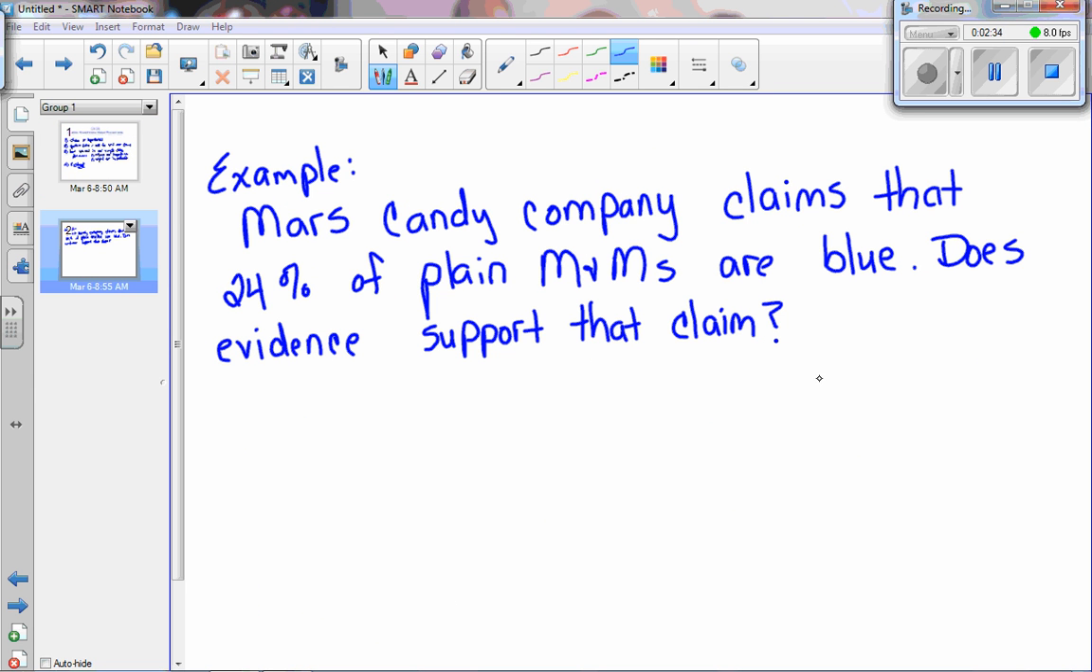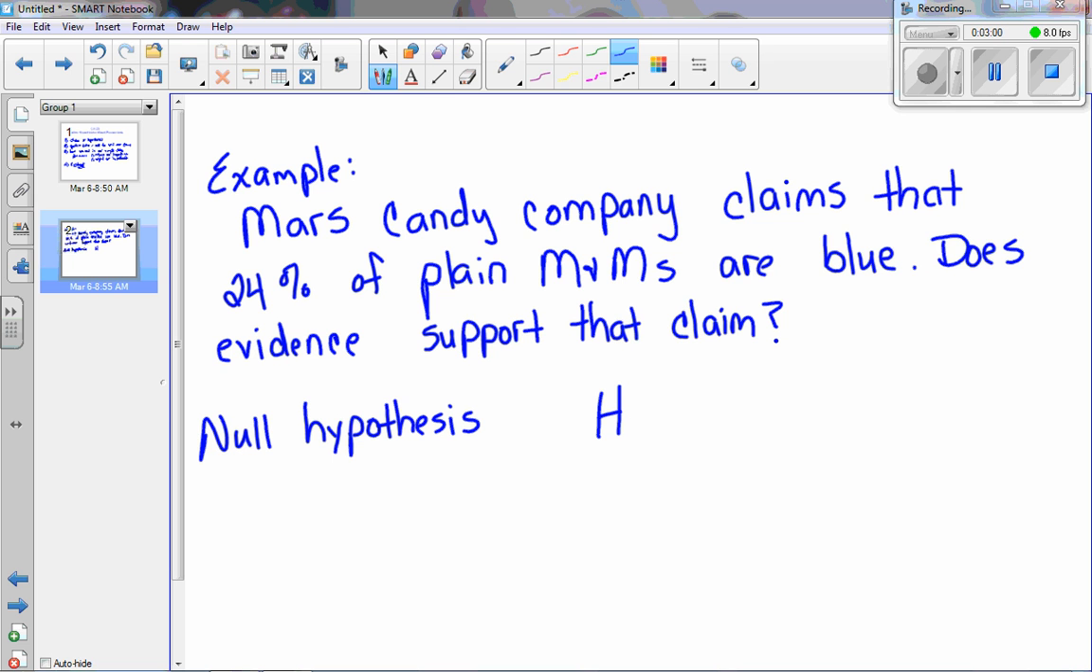All right, Mars Candy Company claimed that 24% of plain M&Ms are blue. And our question here is, does evidence support that claim? Now, we looked at this with a confidence interval in class. Now we're going to look at this with what's called a hypothesis test. And when we do a hypothesis test for proportions, we always start with what's called the null hypothesis. And the notation we use is an H for hypothesis, H naught, N-A-U-G-H-T. For our null hypothesis, H naught, we're going to say what the Mars Candy Company claims. So they claim that p equals 0.24.